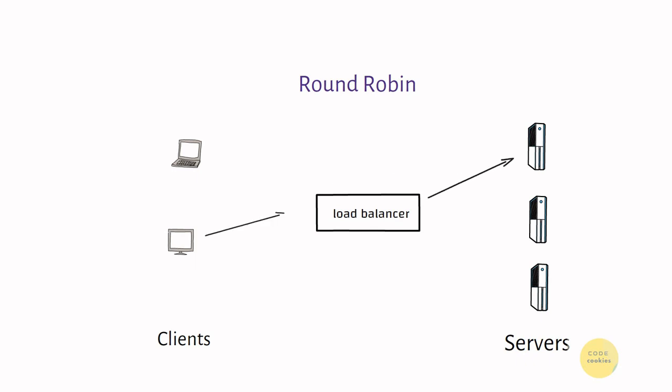The typical round-robin algorithm takes the requests and distributes them to each of the servers sequentially. This works well when all requests are similar and all your servers are equally powerful.